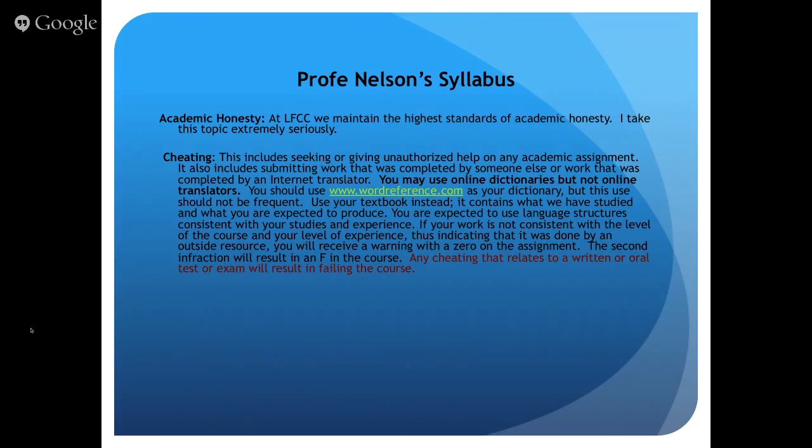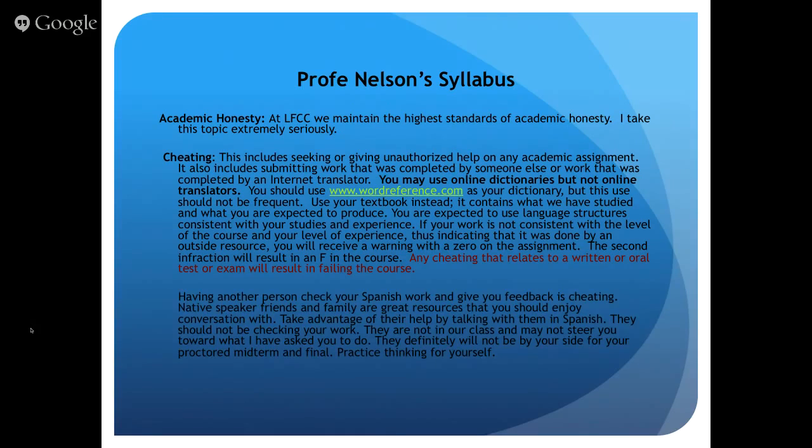Use your textbook. It contains what we have studied and what you are expected to produce. You are expected to use language structures consistent with your studies and experience. If your work is not consistent with the level of the course and your level of experience, thus indicating that it was done by an outside resource, you will receive a warning with a 0 on the assignment. The second infraction will result in an F in the course. Any cheating that relates to written or oral tests or exams will result in failing the course.